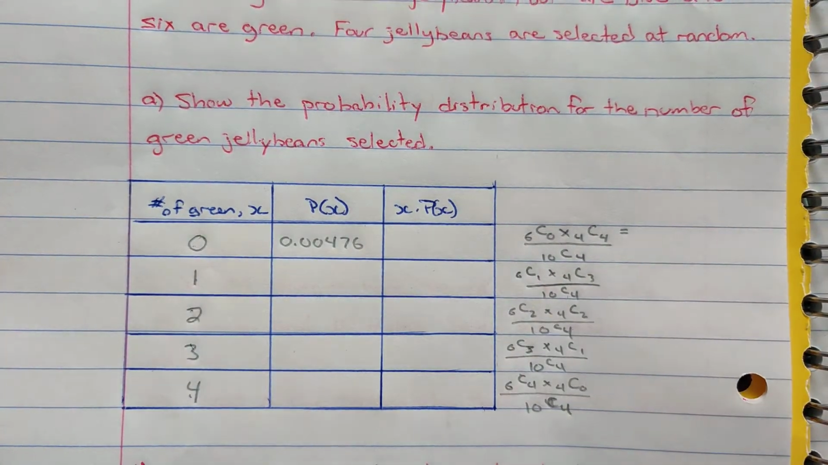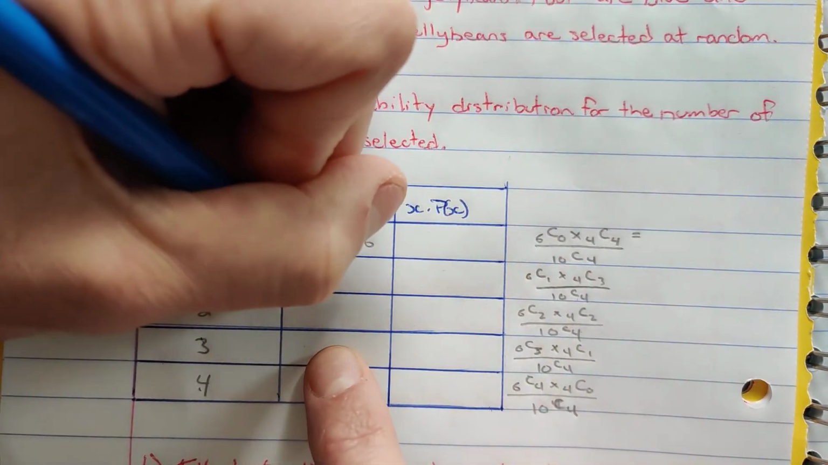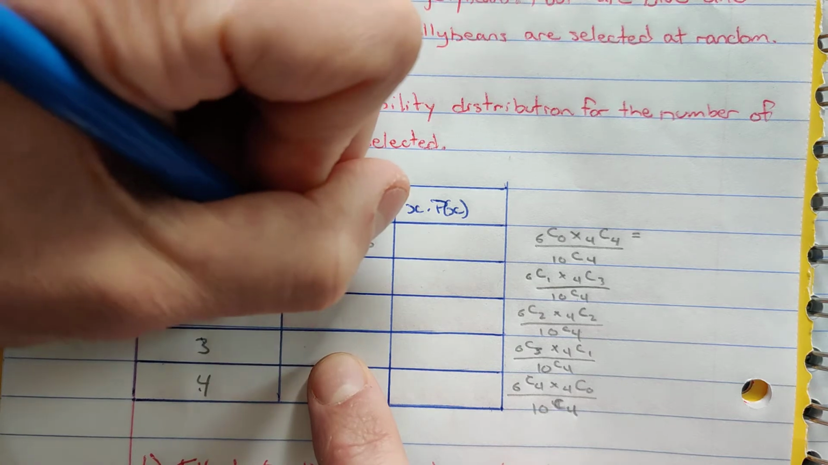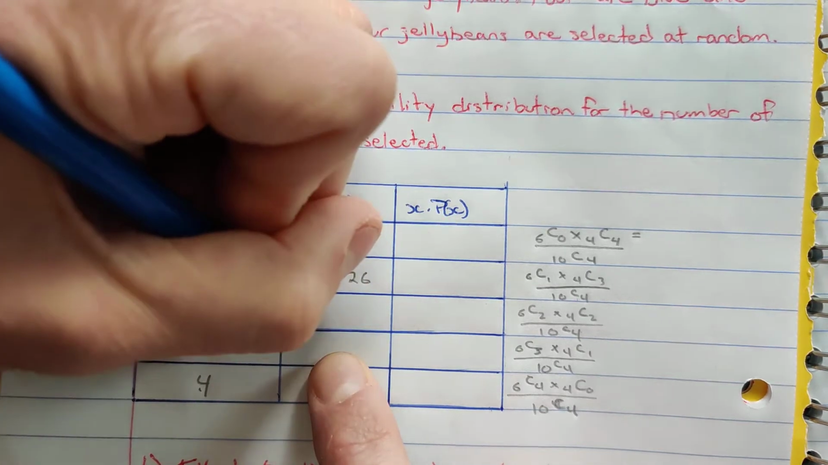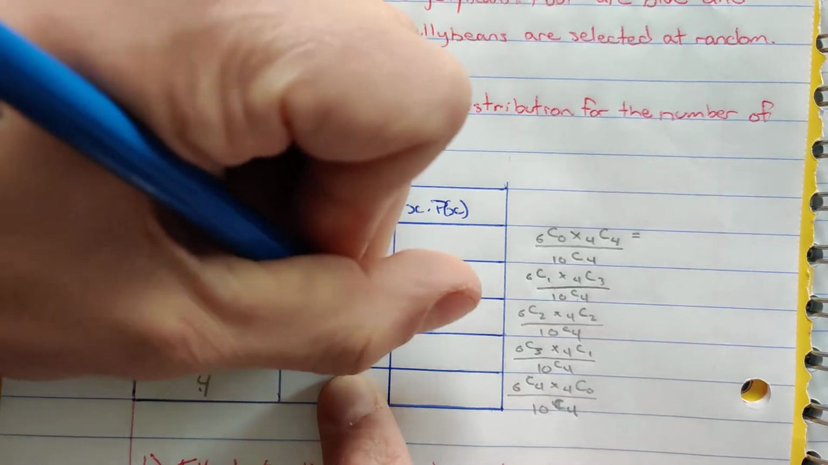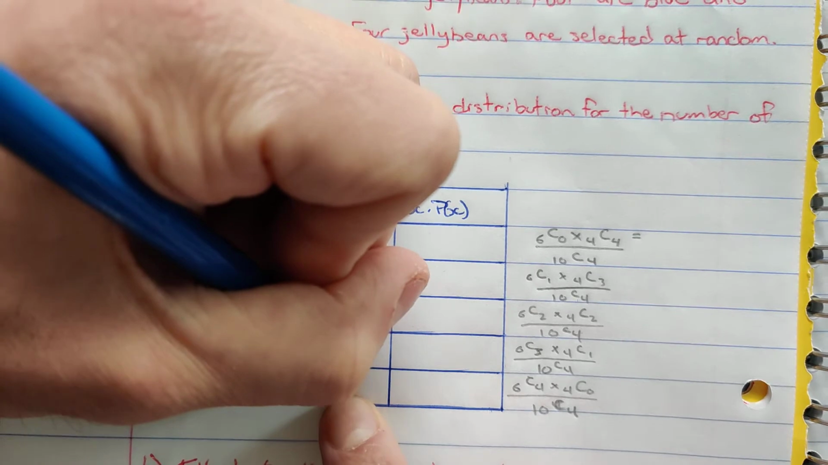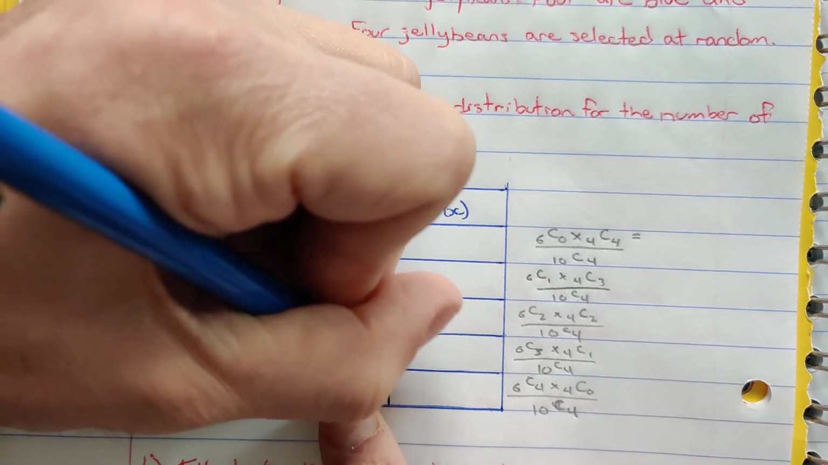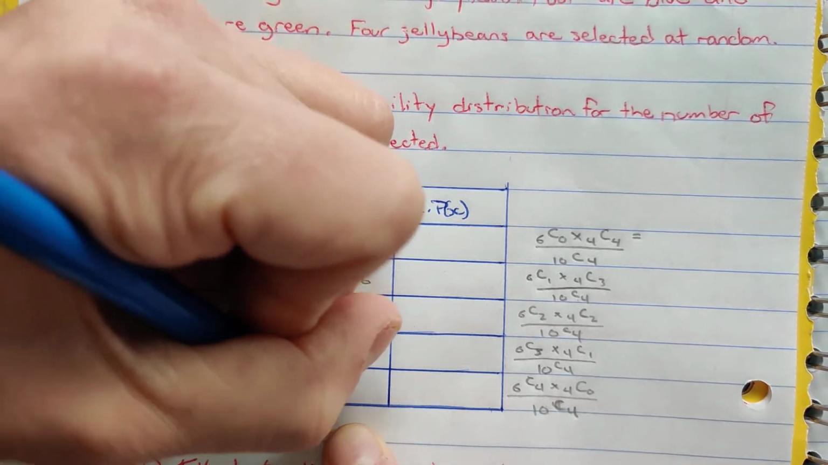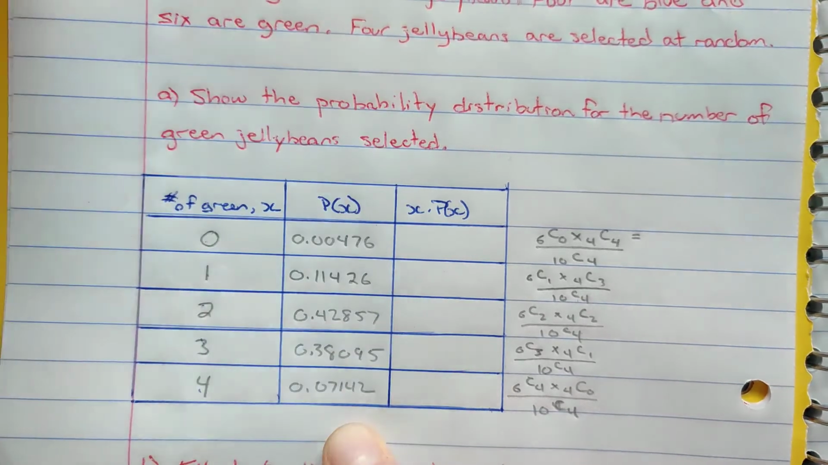So we'll calculate each of these out, and they work out to 0.11426, 0.42857, 0.38095, and 0.07142.